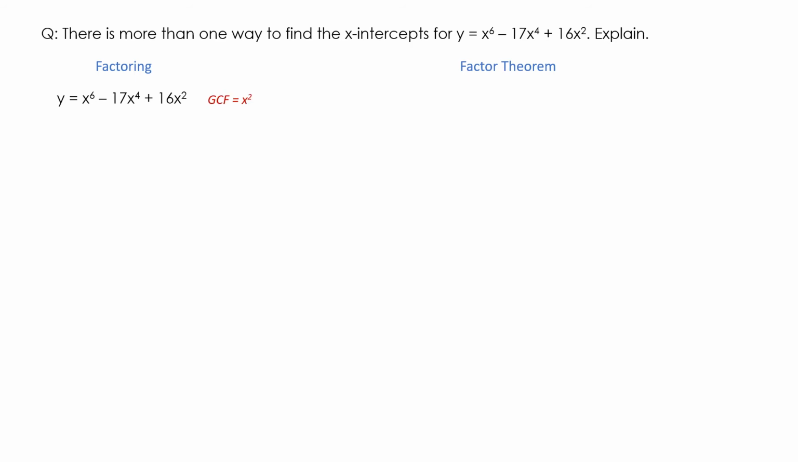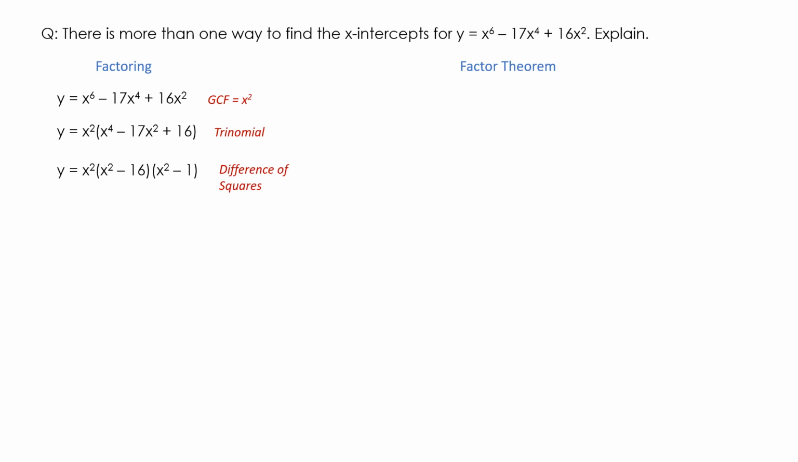This one has a greatest common factor of x squared. Factor that out. And then I look at what's in the brackets and I see that that's a trinomial. It matches a pattern we just talked about. So I factor that further and it looks like this. And those are differences of squares.